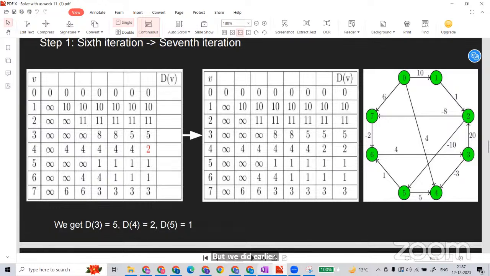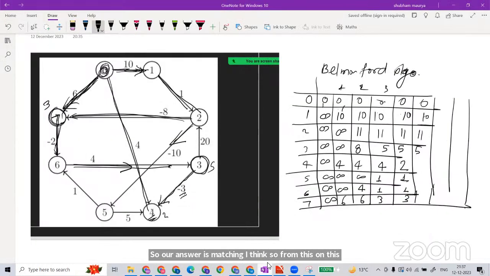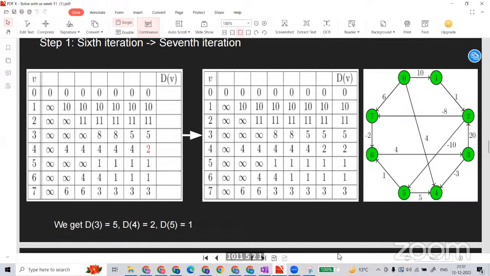So our answer is matching, I think, from this one: 10 11 5 2, 10 11 5 2 1 1 and 3. This is 5 2, this is the last one, and then we can write the final distances: distance of 3 is 5, distance of 4 is 2, distance of the vertex 5 is 1.